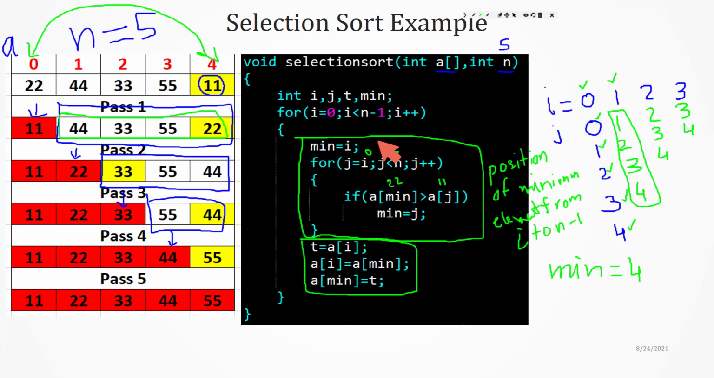So you just understand this for loop. That is the only portion you have to understand in this example. This portion will find the position of the minimum element. That means min contains the position of the minimum element from i to n minus 1. When i equal to 0, it will find the minimum element from 0 to 4. When i equal to 1, it will find the position of the minimum element from 1 to 4. Then the swapping will happen. Is it clear? Any doubt?